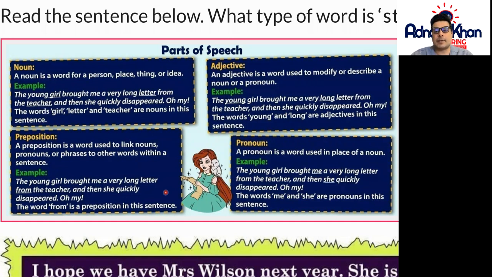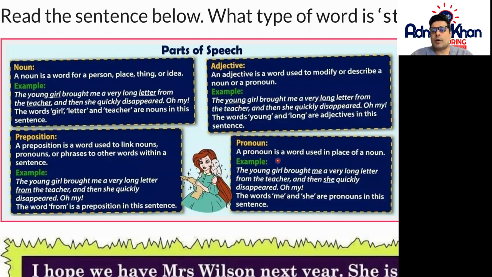In other words, placement. An adjective is a word used to modify or describe a noun or a pronoun. So the young girl brought me a very long letter. So here we can see that an adjective is a descriptive word, and it's describing the girl as being young, and it's describing the letter as being quite long.